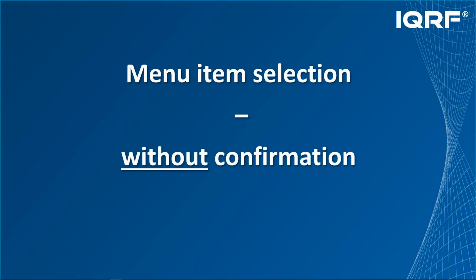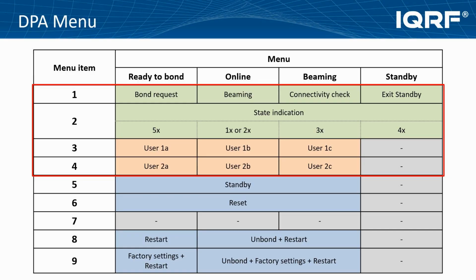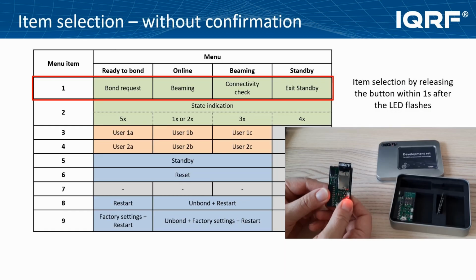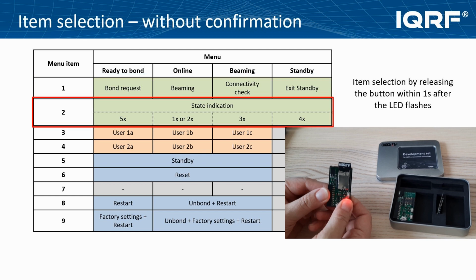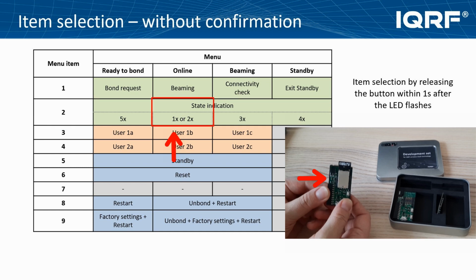Items without confirmation, for example 1 to 4, can be selected by simply releasing the button within 1 second after the LED flashes. We will show you how to find out the state of a device by selecting the second item. We saw the indication of the successful execution of the action with a long light and the subsequent indication of the state with one short flash, which means that the device is bonded and in the online state.